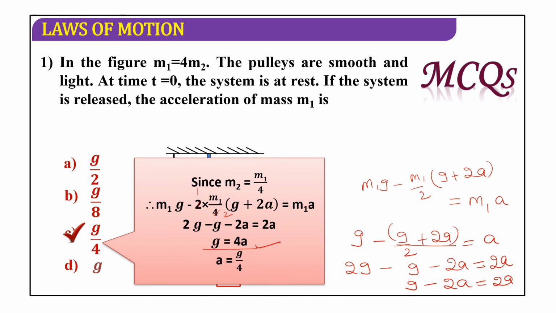So if the system is released, the acceleration of the mass m1, that is a, is equal to g by 4. A is equal to g by 4. Here g minus g is equal to 4a, and from this a is equal to g by 4. Okay, the third option is correct.